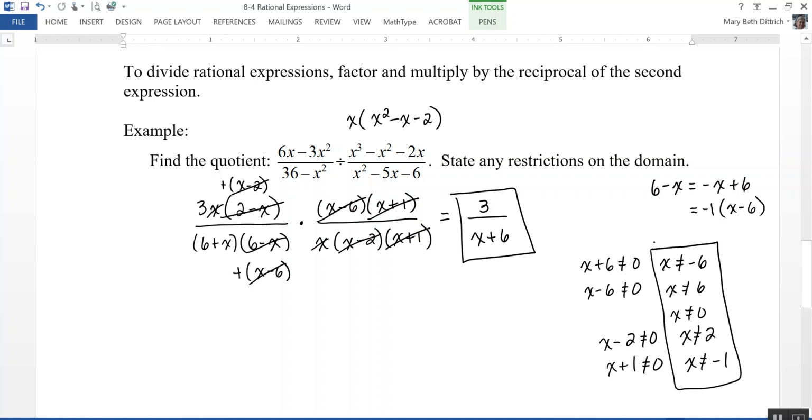So in this section, we took a look at how to simplify rational expressions and how to multiply and divide them. Remember that before you cancel anything, you have to factor first.